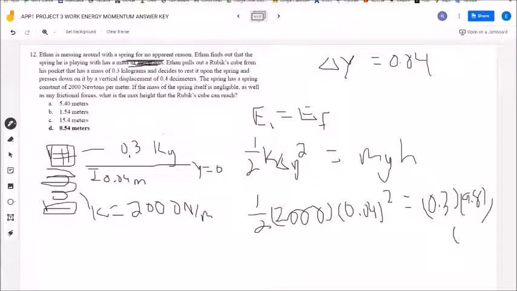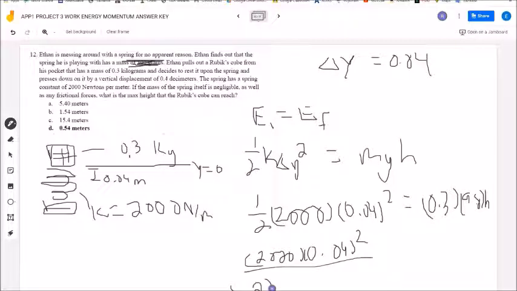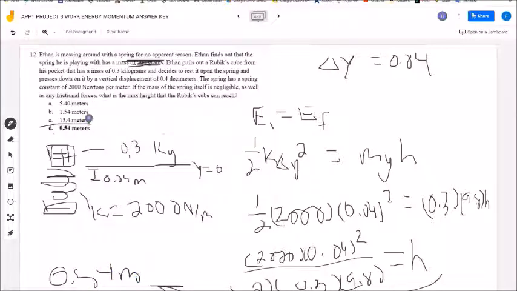The last value is h, which we are solving for. So we can isolate h to find our answer. It's going to be 2000 times 0.04 squared divided by 0.3 times 9.8, and this will give you the height. If you do the calculation, the height will equal 0.54 meters.